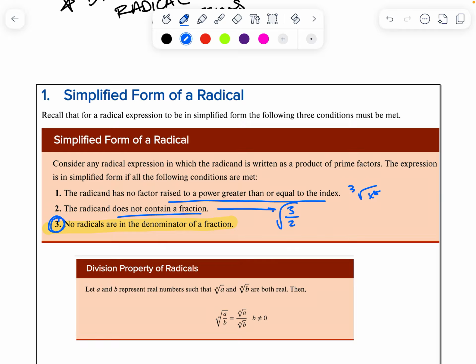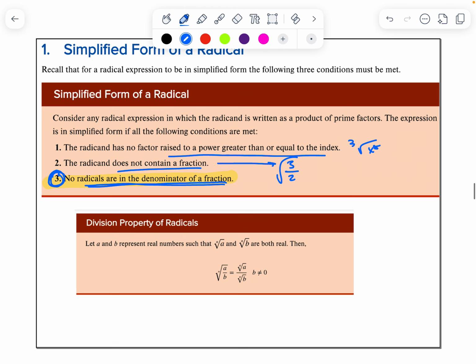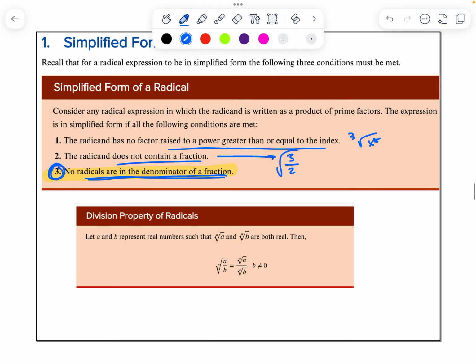And specifically, we don't want a radical in the denominator of a fraction. This is the big one. We don't want a radical in the denominator. The way that we're going to fix the radicals in the denominator is called rationalizing the denominator. And we'll see as we go that the square root of a fraction is the same thing as the square root of the top over the square root of the bottom. So rule 2 and rule 3 really go together: any fraction inside a radical is really telling me that I have a radical in the denominator.